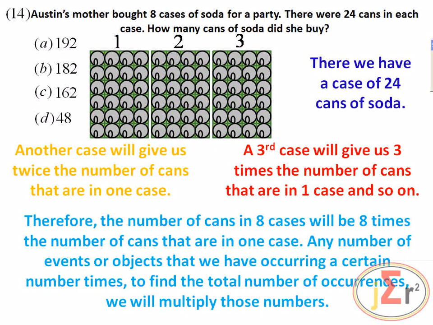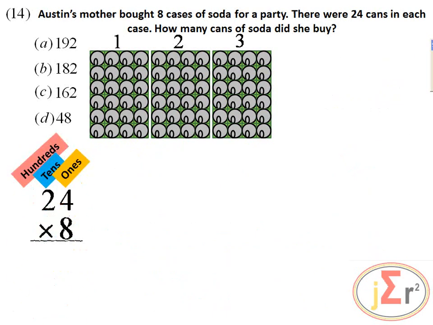Any number of events or objects that we have occurring a certain number of times, to find the total number of occurrences, we will multiply those numbers. So if we have 24 occurring 8 times, the total number will be 24 times 8. So we will therefore multiply 24 by 8.